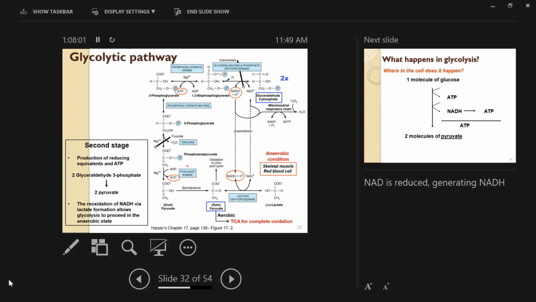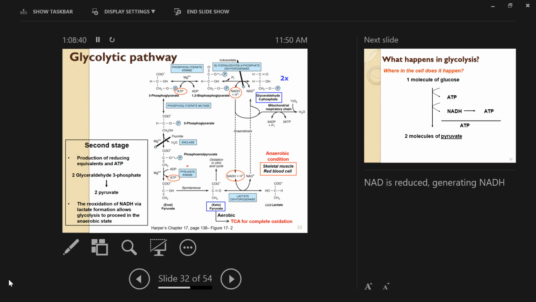And the other important thing is that NADH, a reducing equivalent, is also produced during the first reaction in the second stage. So NAD will be converted to NADH through this reaction. And the final product, whether it's pyruvate or lactate, depends on the cell conditions. I think we talked about it earlier.